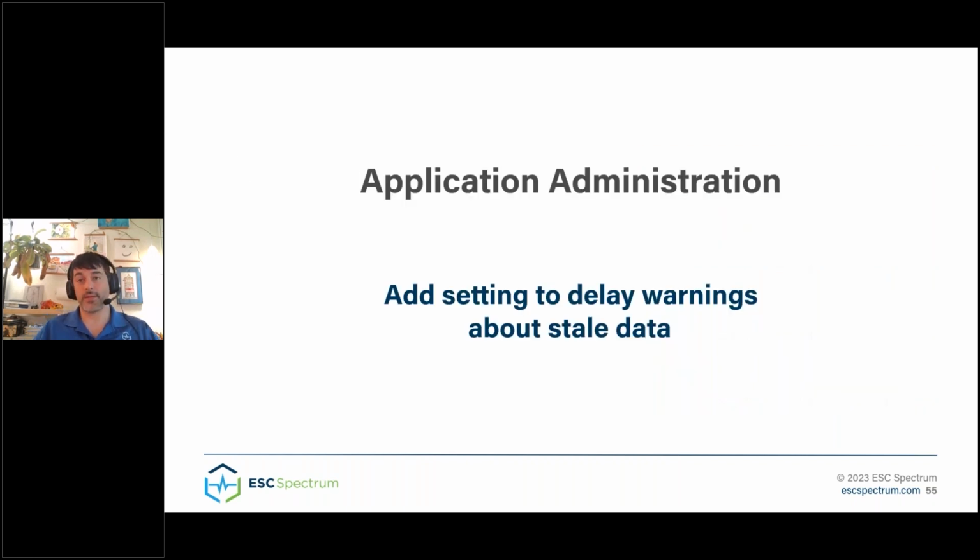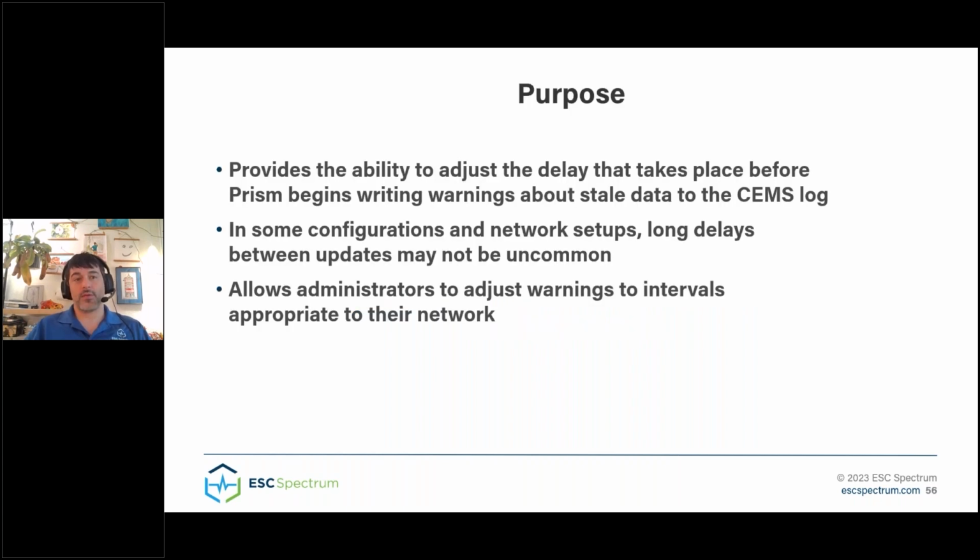All right, application administration added a setting to delay warnings about stale data. This provides the ability to adjust the delay that takes place before Prism begins writing warnings about stale data to the SEMS log. And this is because in some configurations and network setups, long delays between updates can occur. This allows administrators to adjust these warning intervals appropriate to their network.